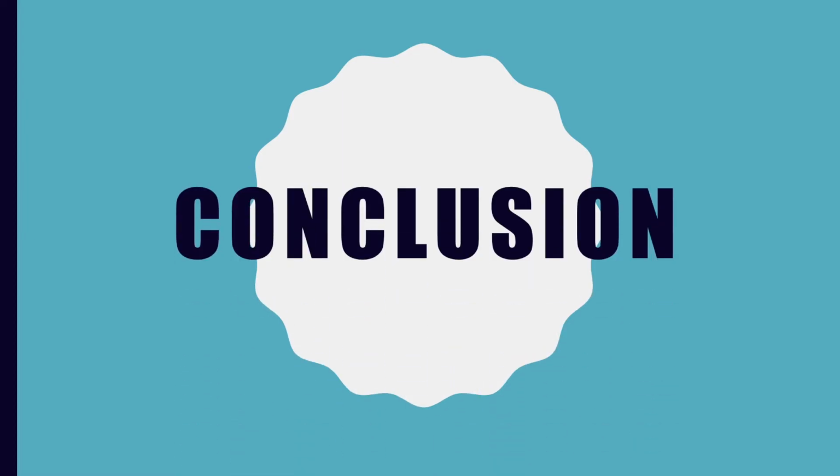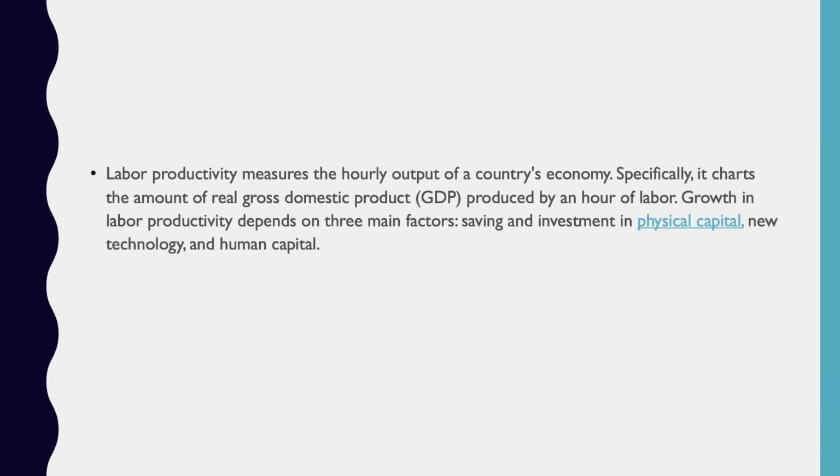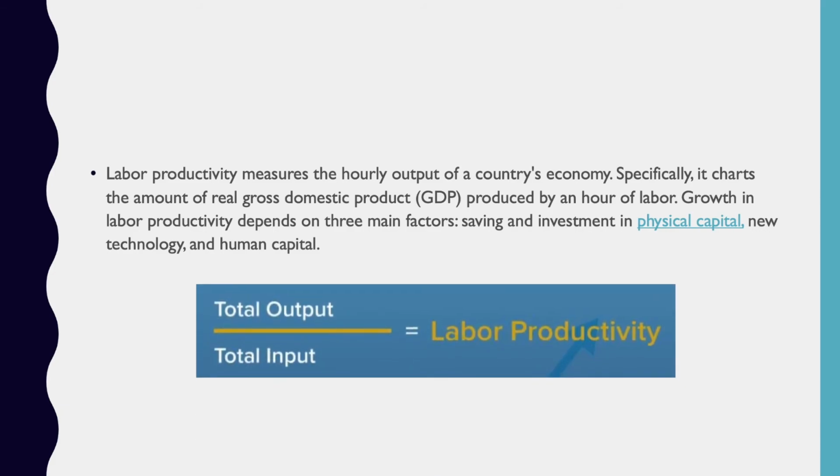So, the last one is the conclusion. Labor productivity measures the hourly output of a country's economy. Specifically, it charts the amount of real gross domestic product, or GDP, produced by an hour of labor. Growth in labor productivity depends on three main factors: saving and investment in physical capital, technology, and human capital. And labor productivity can be measured by total output divided by total input.